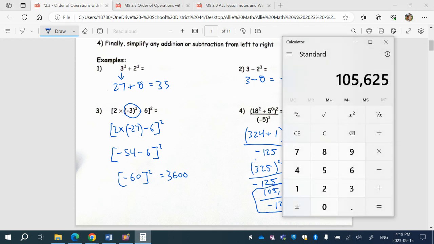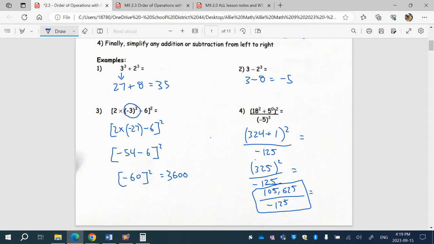So let's go 105,625 divided by negative 125. Okay, that looks right. Negative 845. All right, I will assign the textbook questions, and I'll be around to help. There we go.